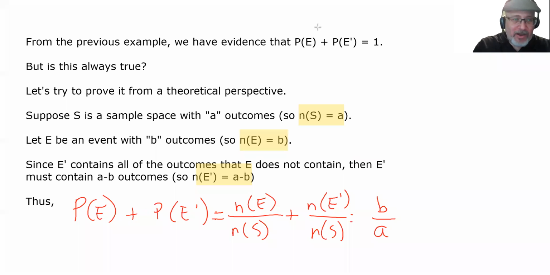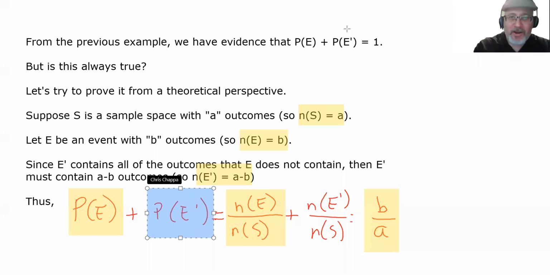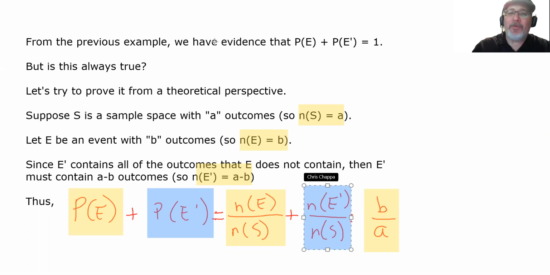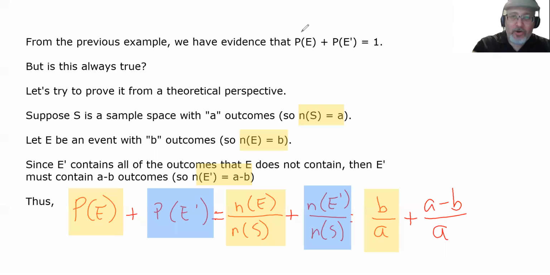I digress. Where was I? Oh yeah, we just figured out the probability of E, which was by definition cardinality of E over cardinality of S, which was B over A. But now let's focus on the probability of E complement, which is the cardinality of E complement divided by the cardinality of the sample space. We already said the cardinality of the complement was A minus B. And we already know that the cardinality of the sample space is A. So that fraction represents the probability of the complement. Let me take off the highlights on the last two fractions.